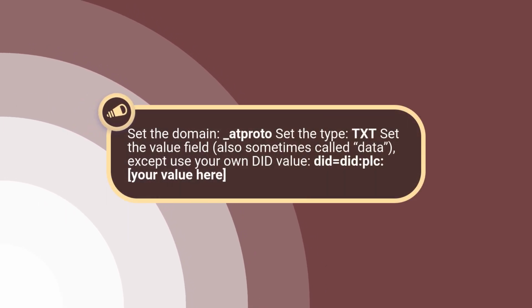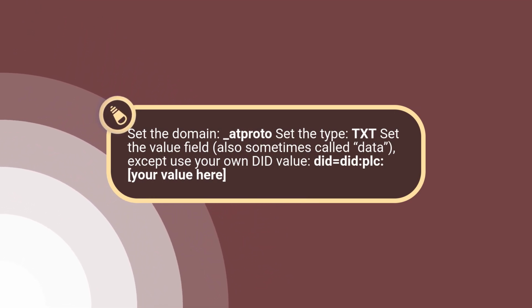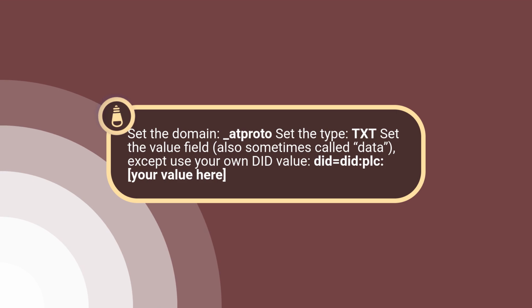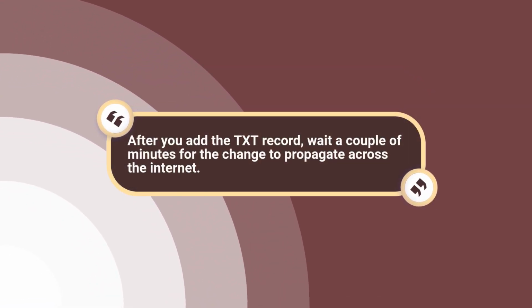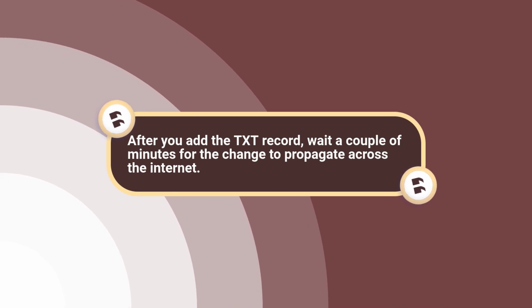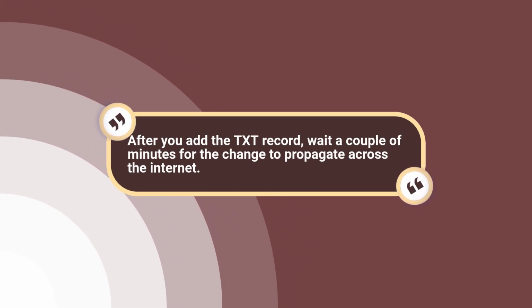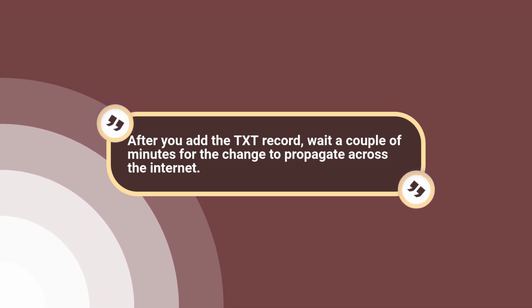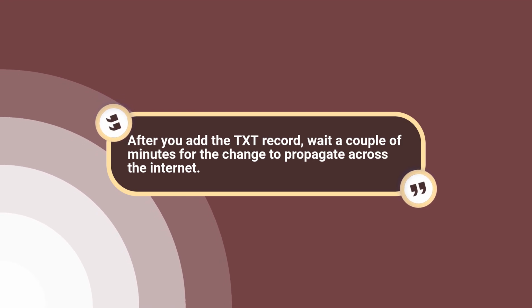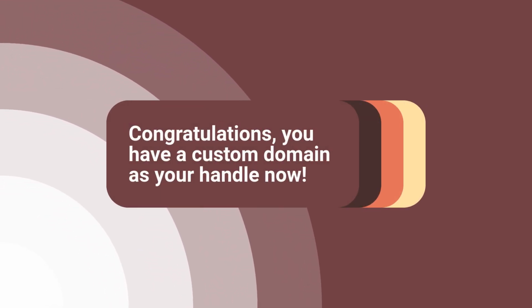Step 3 above contains all of the information you'll need to add to your domain. The DID value is public and not sensitive information. After you add the TXT record, wait a couple of minutes for the change to propagate across the internet. Then just click Verify DNS Record. You're done. Check your Bluesky profile to see if it is updated. Remember, DNS propagation might take some time. Congratulations, you have a custom domain as your handle now.